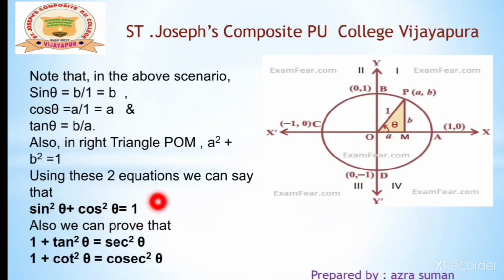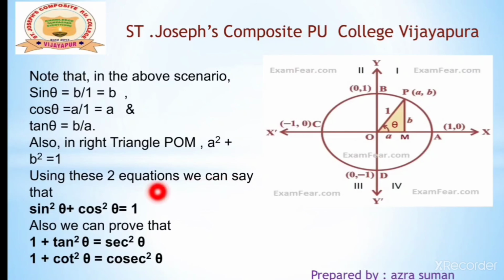And from this equation we can derive other identities also, these two identities: 1 plus tan square theta is equal to sec square theta, and 1 plus cot square theta is equal to cosec square theta. That is, divide both sides by sine square theta: sine square theta by sine square theta is 1, cos square theta by sine square theta is cot square theta, so 1 plus cot square theta is equal to 1 by sine square theta, that is cosec square theta. We get this last identity, 1 plus cot square theta is equal to cosec square theta.